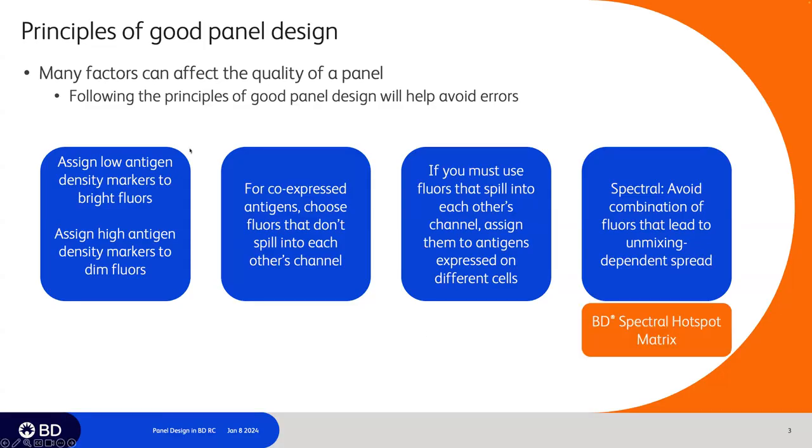So hopefully you've already heard of most of these guiding principles, but you may not have heard of this last one: avoiding combinations that lead to unmixing dependent spread. This is difficult to anticipate, and there are currently not many tools that allow for this. However, BD came out recently with the BD Spectral Hotspot matrix, which is unique to BD Research Cloud. So I'll spend just a moment explaining what this is, specifically the unmixing dependent spread.